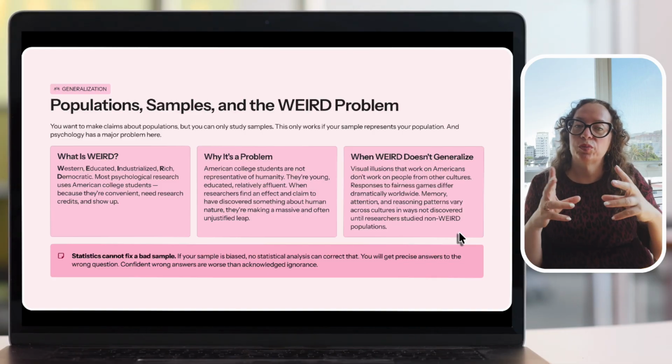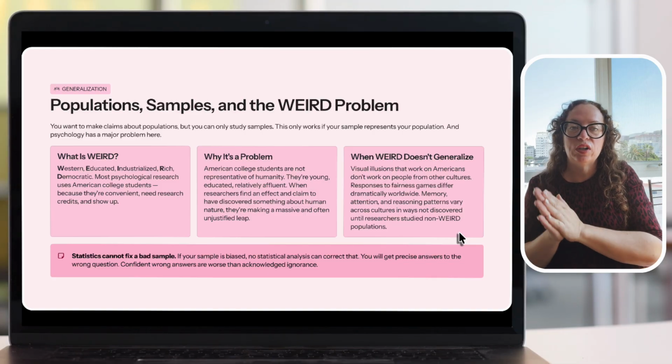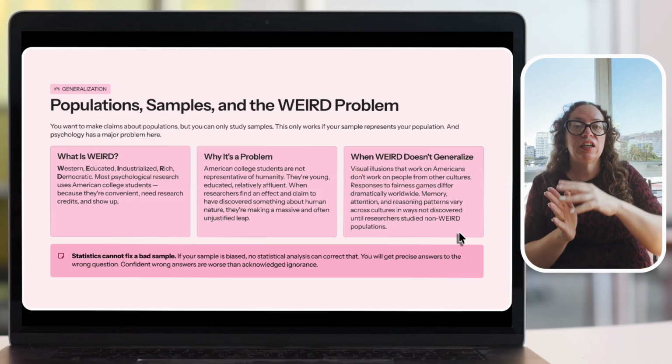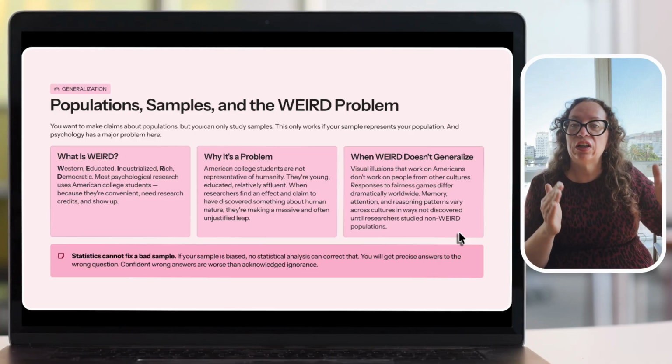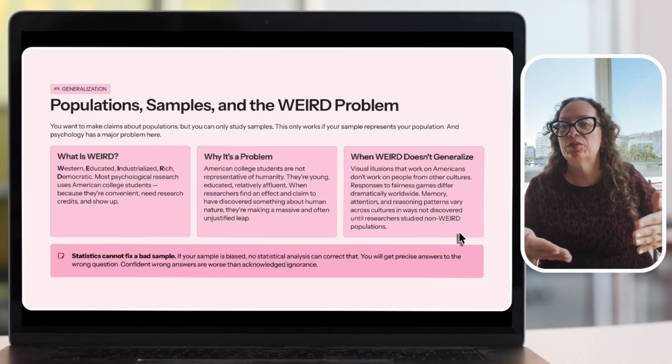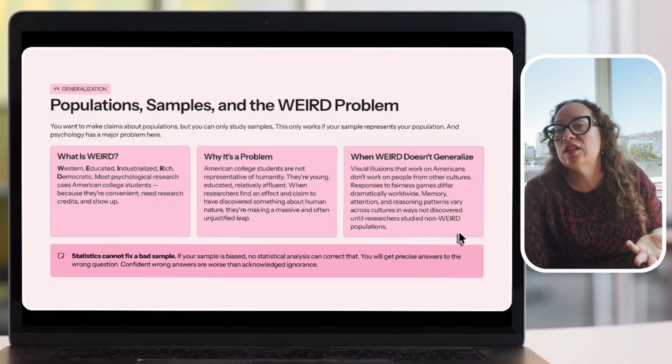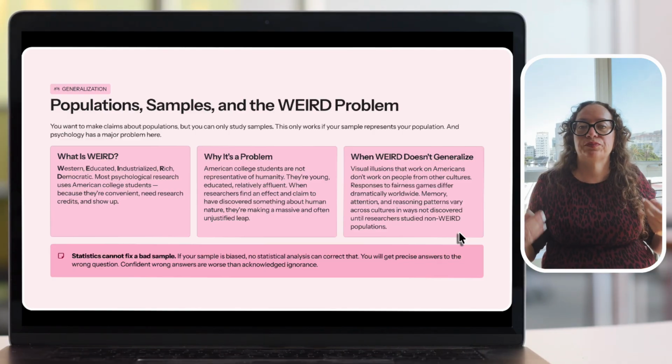This is why replication across populations matters. So finding an effect in one sample is a start. Finding it again in different samples increases confidence that it's real and general. Okay? Failing to find it in other populations suggests it might be specific to the original sample, which isn't necessarily a problem. Okay, that's good to know.